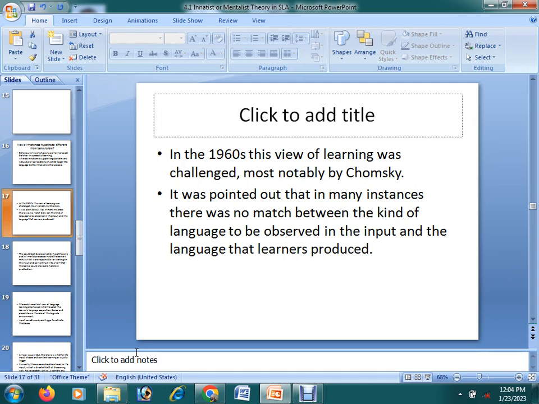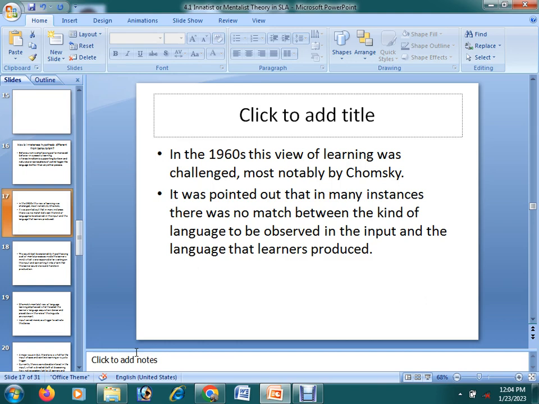Innatism, this word is derived from innate. Innate means inborn. That means the human brain has a language learning capacity, that is called an inborn capacity, and that capacity is responsible to produce a language and learn a language. That is called innatism in language learning.